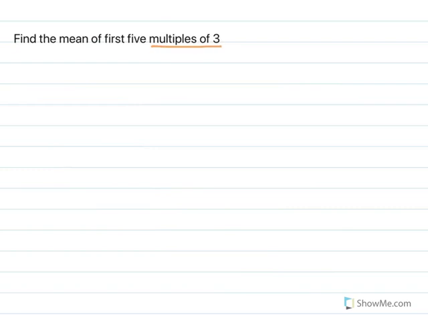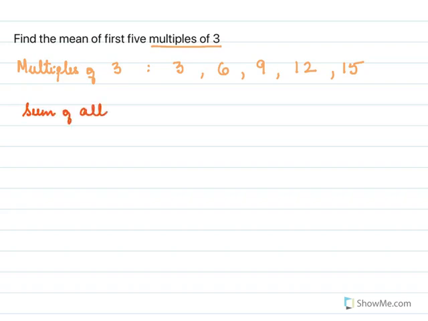Find the mean of the first 5 multiples of 3. So let's write the multiples of 3. Multiples of 3 are 3 into 1, 3; 3 into 2, 6; 3 into 3, 9; 3 into 4, 12; and 3 into 5, 15. So here are 5 multiples. Next we need to find the sum of the multiples, the sum of the observations, which is 3 plus 6 plus 9 plus 12 plus 15, which is 45.